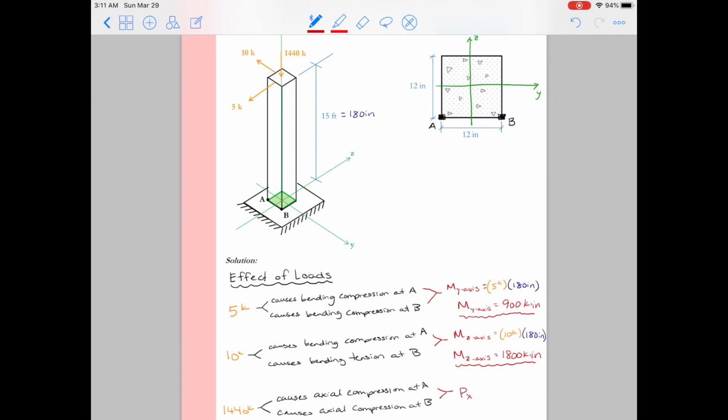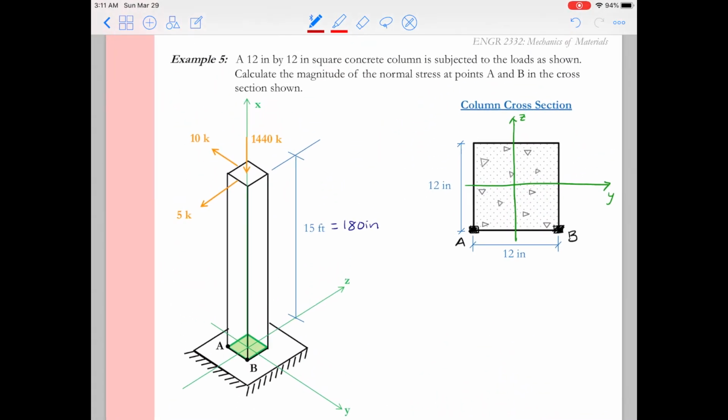Finally, we look at the compression. The compression we said was going to be related to P over A, so we just need to know what P is. P is going to be 1440 kips in compression, pushing down on that cross-section.